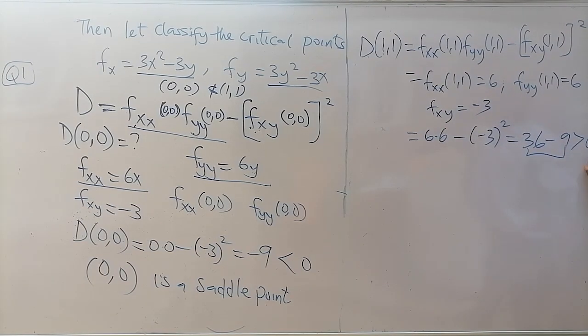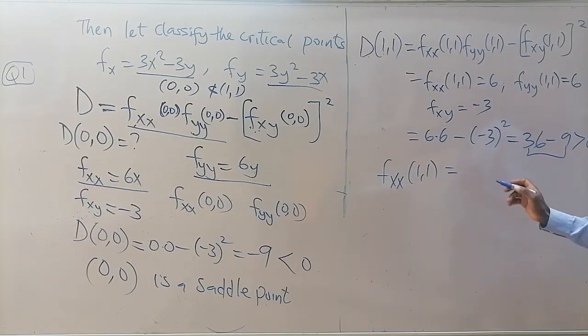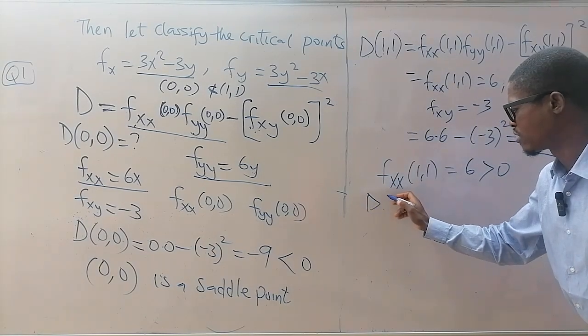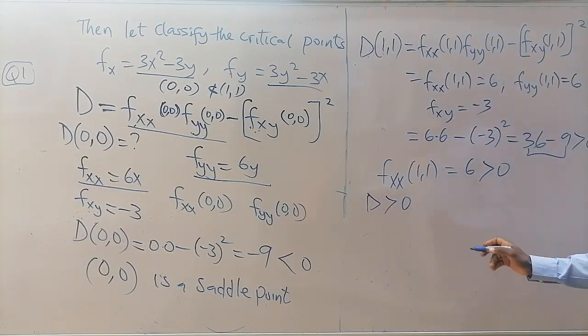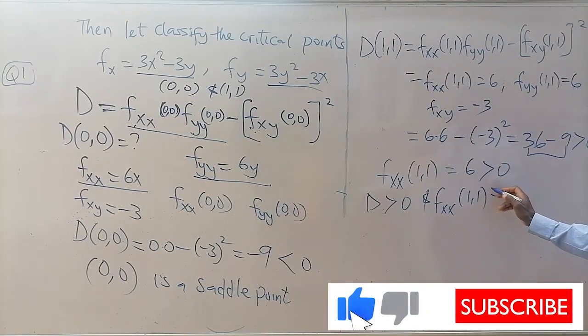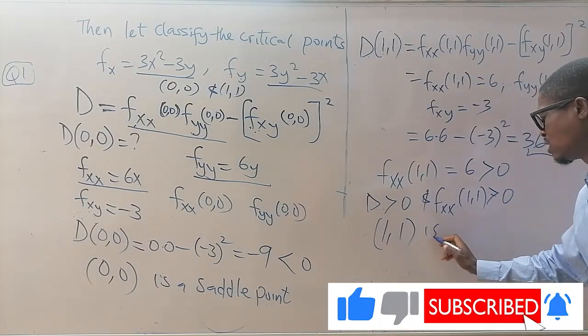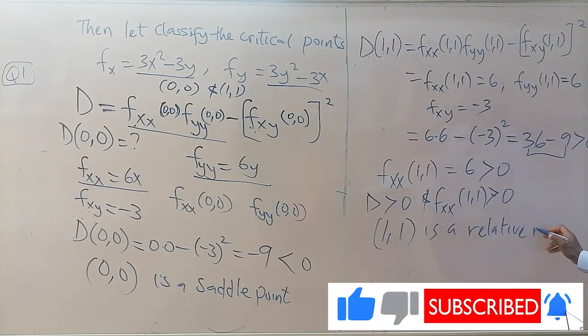It's positive. If it's positive, that is not enough. We need to check this one at that point. That's 6, which is also positive. When such happens, when your D is positive at that point, and this one at that point is also positive, then that point (1, 1) is a relative minimum.